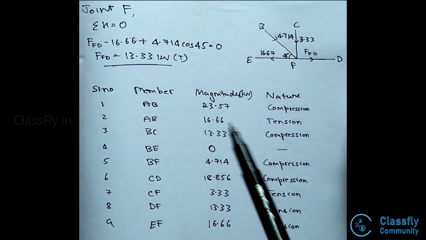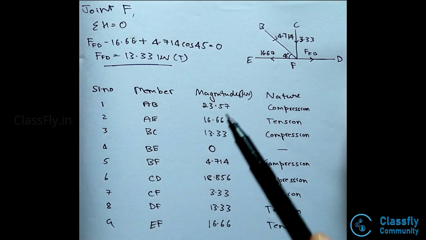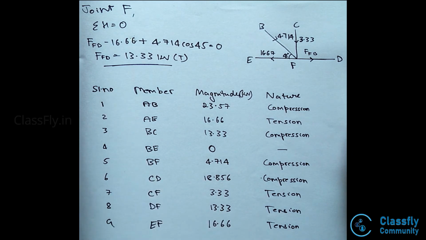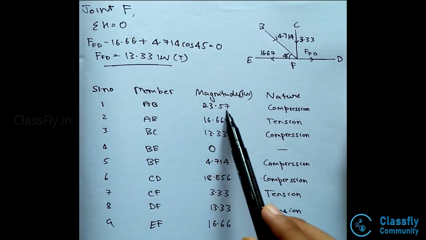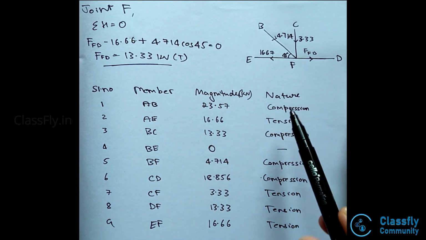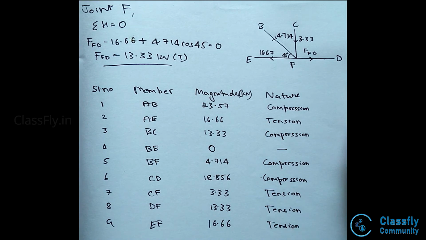Hence now we have found out all the values of the required forces at the different joints. Hence making a tabular column, we have the members, the magnitude of force for each member, and the nature of the force, that is whether it is in tension or compression.